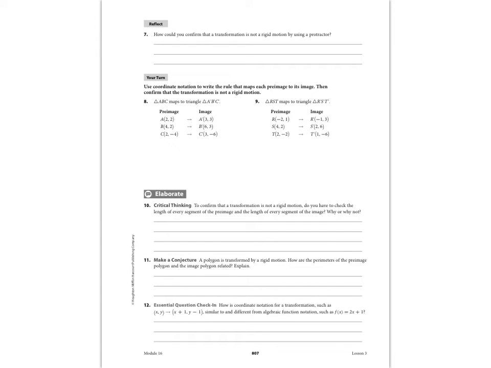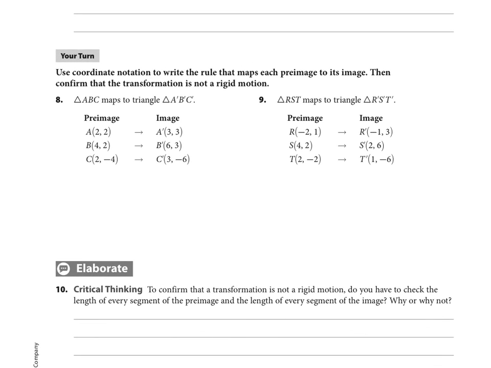And we'll end off on the last page of our notes here, page 807. We're going to use coordinate notation to write the rule, just like with the last couple examples, and then we're going to confirm that it's not a rigid motion. If we just show that 2 of the sides that are supposed to be the same are not the same, then it's not a rigid motion. So here we go. Number 8.